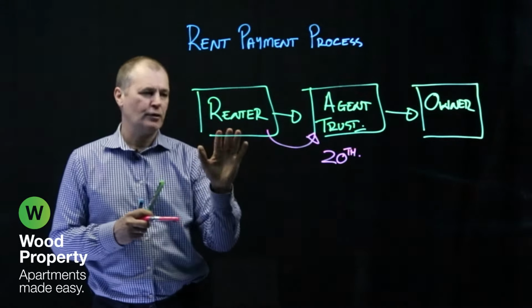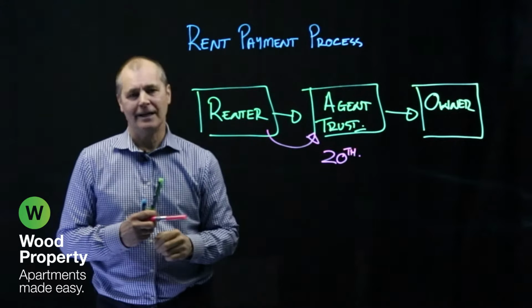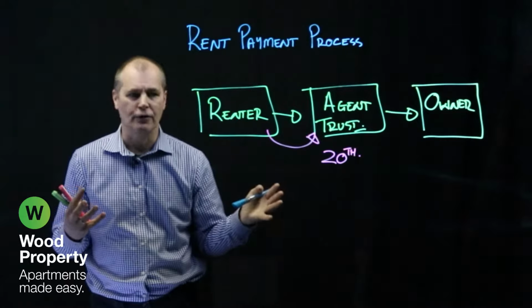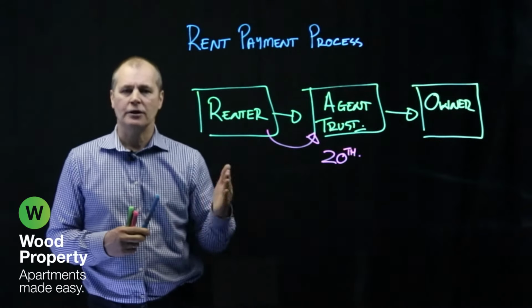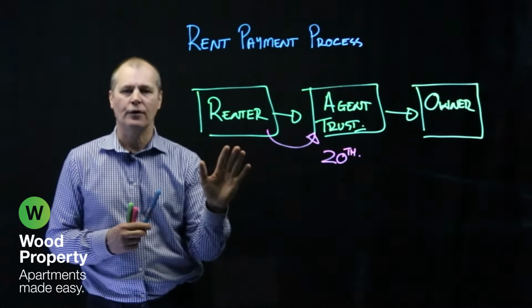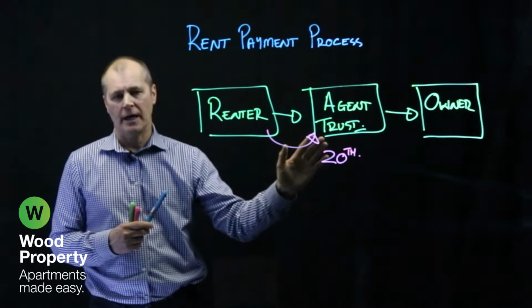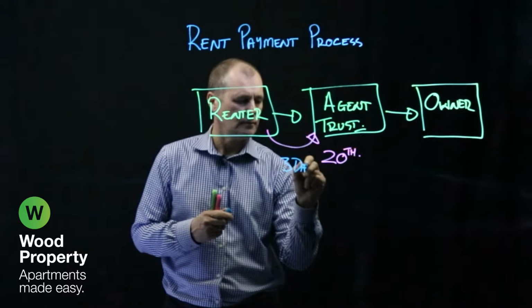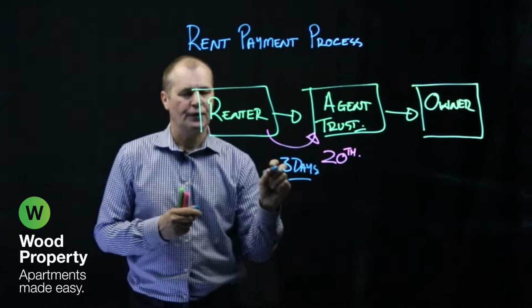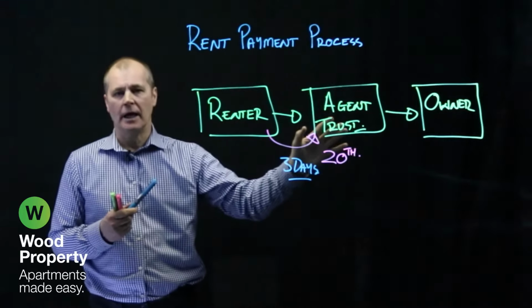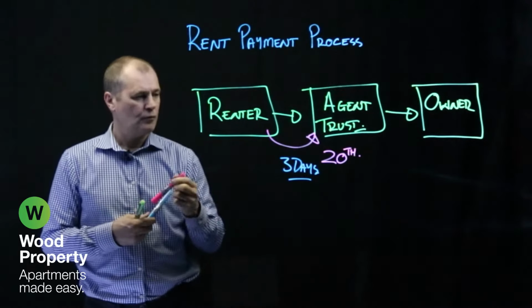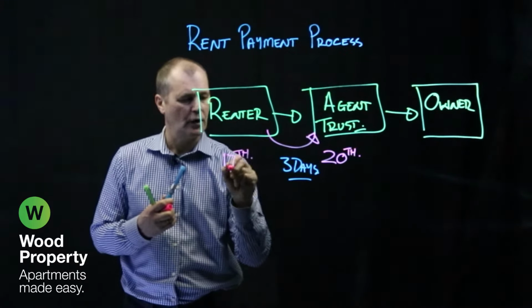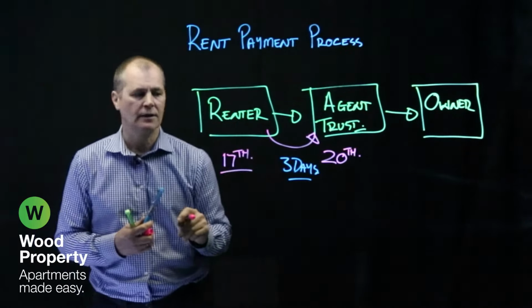So for the money to actually transfer from the renter to the agent, it can take a number of days. Now when you transfer money to your friends on a phone or something for $100 after you've been out, the money almost transfers instantly. But when you're transferring large amounts like rent to an agent, it can take somewhere around 3 days. So for the money to appear in the agent's trust account and cleared, we recommend that the renter sets up an automatic transfer of the rent on the 17th of each month.